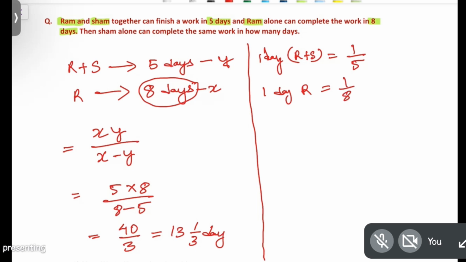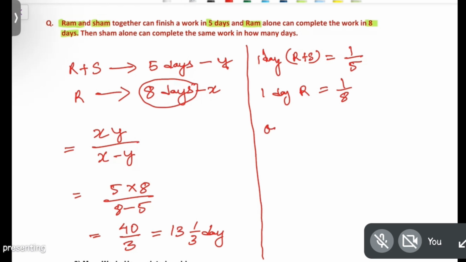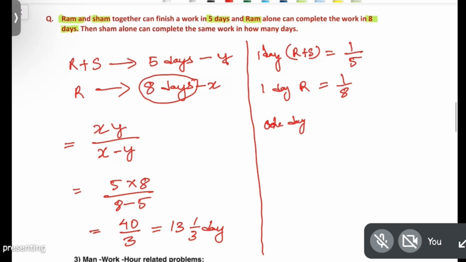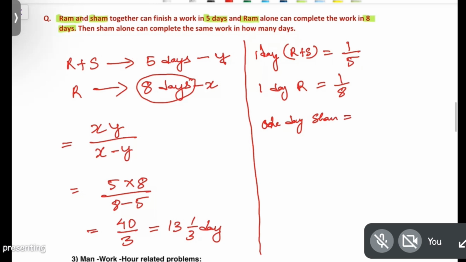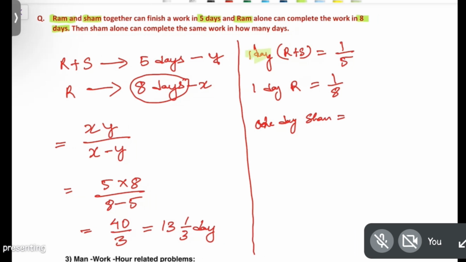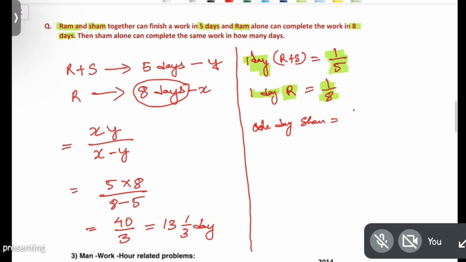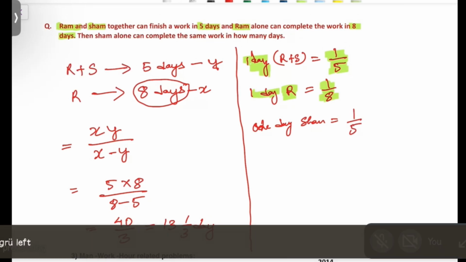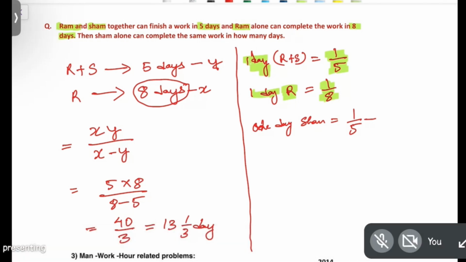So now let's find the 1 day work of Sham. The 1 day work of R and S together is this one, and the 1 day work of R is this one. So all total they can do 1 by 5 work in a day. Ram and Sham together can finish 1 by 5 work. Then the 1 day work of Sham is how much?